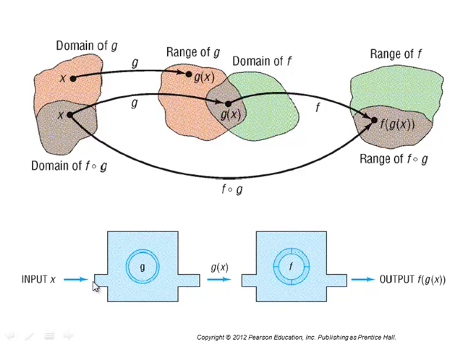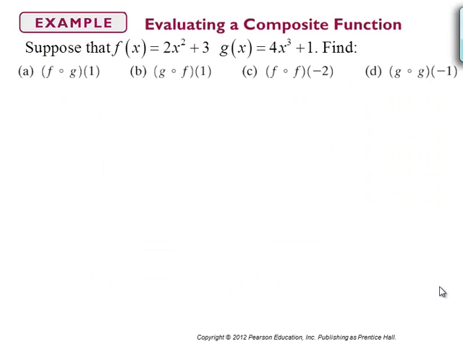So input comes, some material, and out comes an engine. But this engine is then going to get shipped to the factory for the cars themselves, and then out comes a car. So the output of g is going to be the input of f. Okay? So let's see how this goes algebraically.